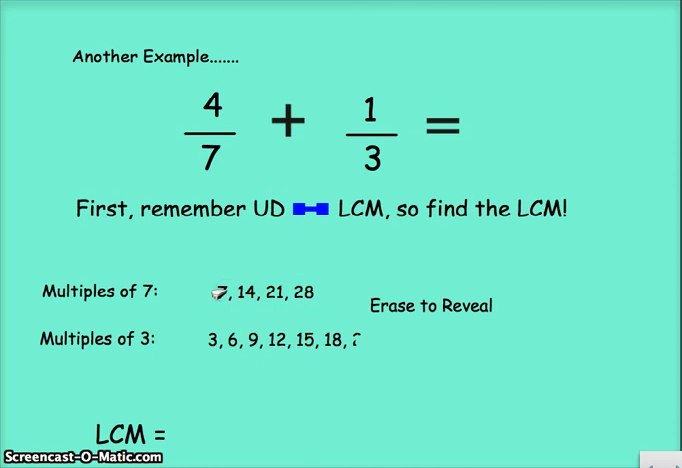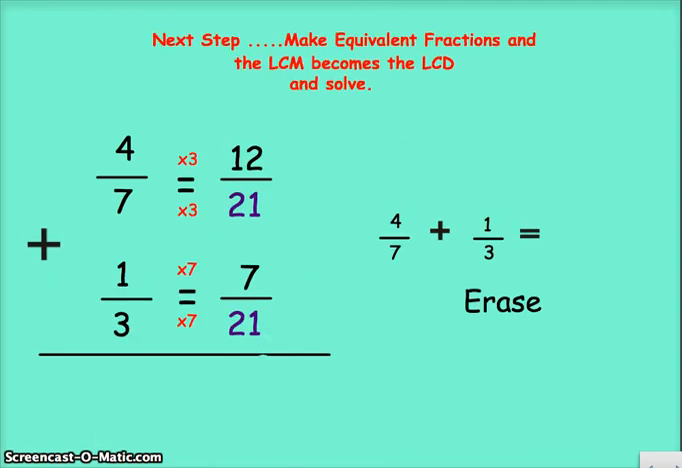erase, and presto, what we have is 21. Oops, I almost revealed the answer. 7, 14, 21, and 28, 3, 6, 9, 12, 15, 18, and 21. What you can see is the lowest common multiple. If you look at the higher number, it's not a 7, it's not a 14, but in fact 21 is the lowest common multiple. We erase here to reveal, and yes, in fact, we find it is 21. That becomes our new lowest common denominator.